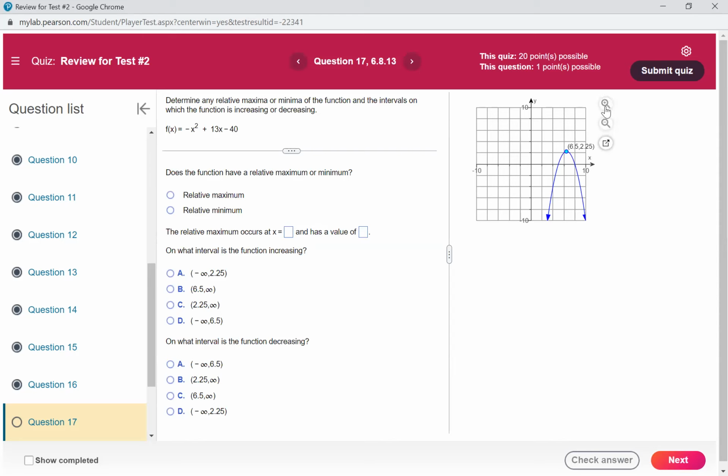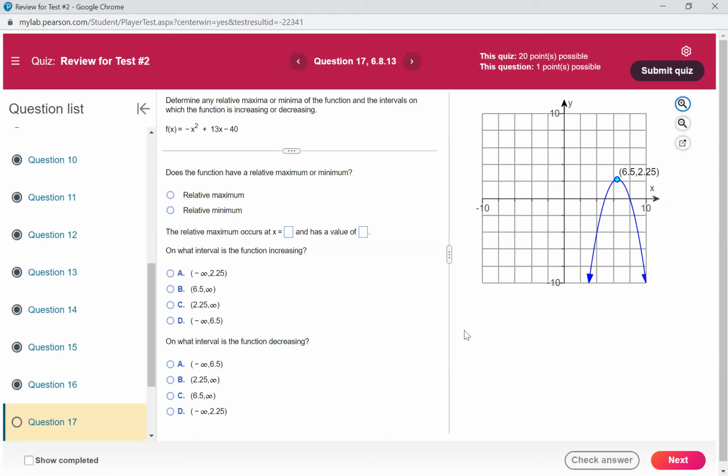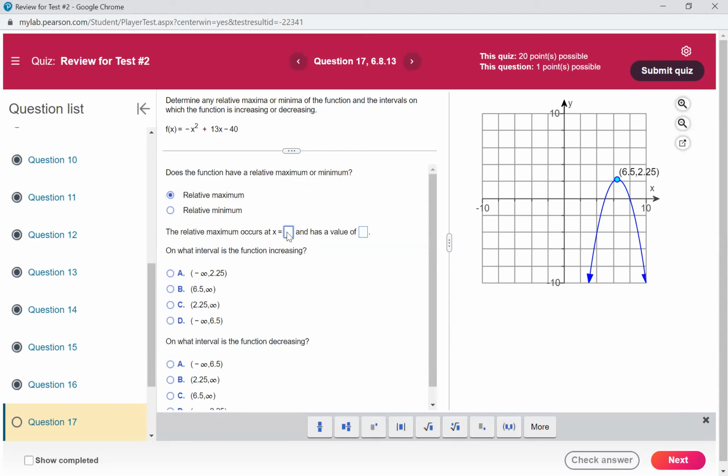Okay, let me make this a little larger for us. So they're giving you all the points on here for your vertex. My vertex here is 6.5, 2.25. So they want to know, is there a relative maximum or minimum? Well, it's a mountaintop, so it's definitely a relative maximum. Then be careful on this because they say the relative maximum occurs at what x value? Well, y'all, the x value there is 6.5. So you punch in 6.5. And it has a value of, the value is always equal to the y, which is 2.25.